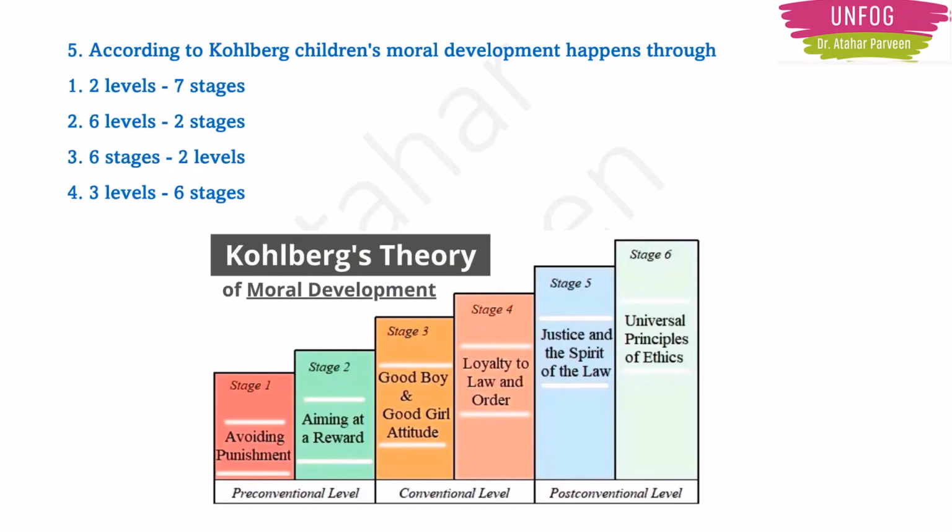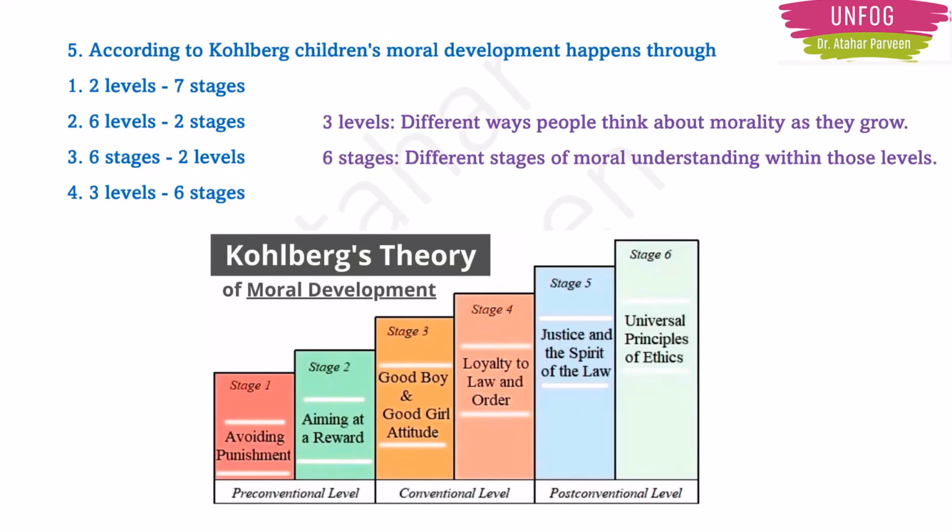In the first level, the pre-conventional level, there are 2 stages: avoiding punishment, aiming at a reward. Like that only, in conventional level there are 2 stages. Stage 3, which is good boy and good girl attitude, and stage 4, loyalty to law and order. Then in third level, post-conventional level, there are 2 stages again: justice and the spirit of the law, universal principles of ethics. So totally, in Kohlberg's theory of moral development, there are 3 levels.